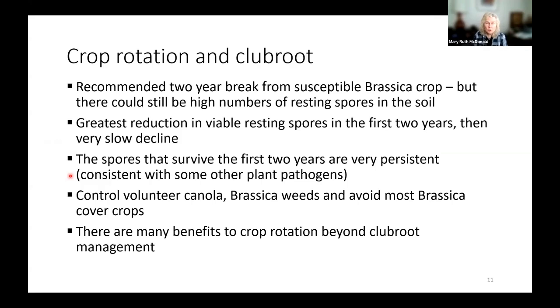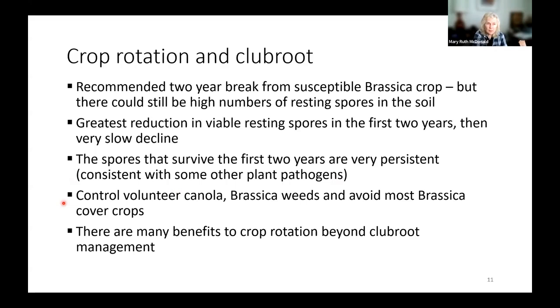And we're not really sure why, but most of the spores do die off naturally in the first 2 years. And it's that 2% or 10% that survive that are the ones that can live 10 or 20 years in the soil. And if anyone's familiar with white rot on onions, it tends to respond the same way. You get a small proportion that survives for a very long time.